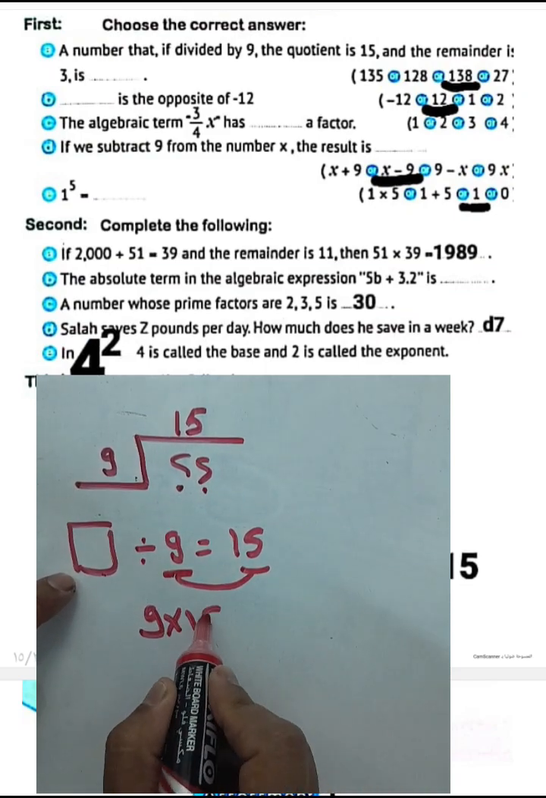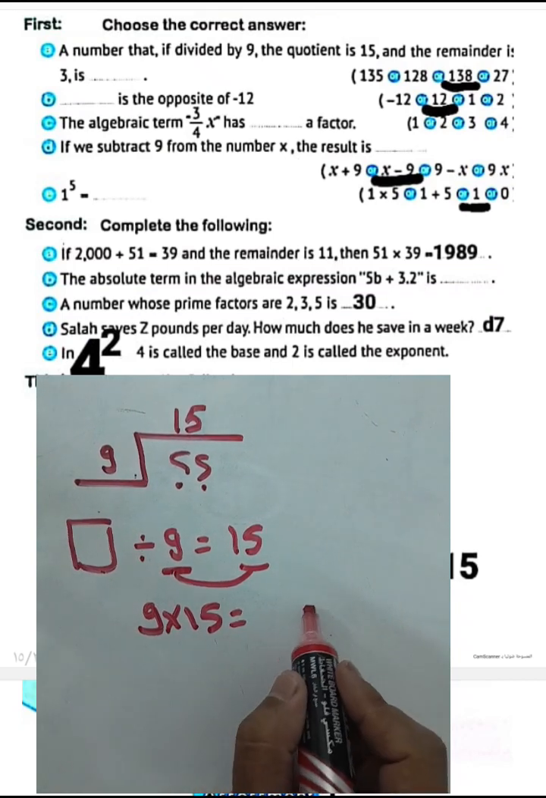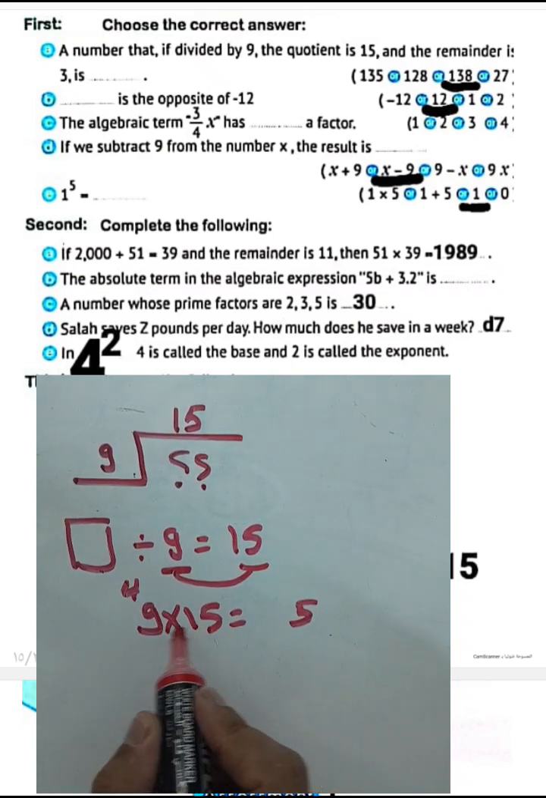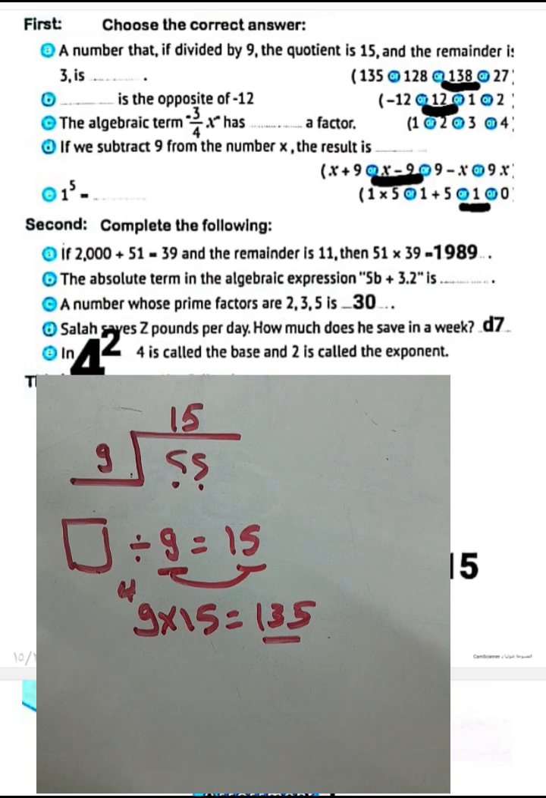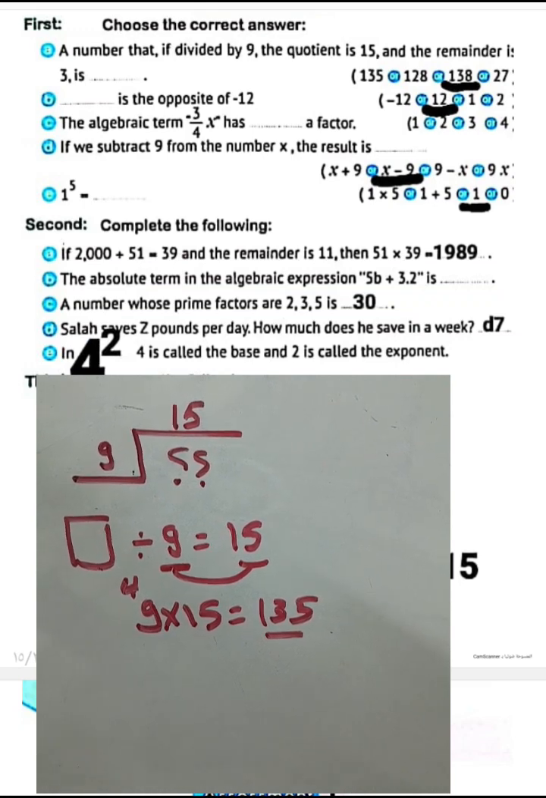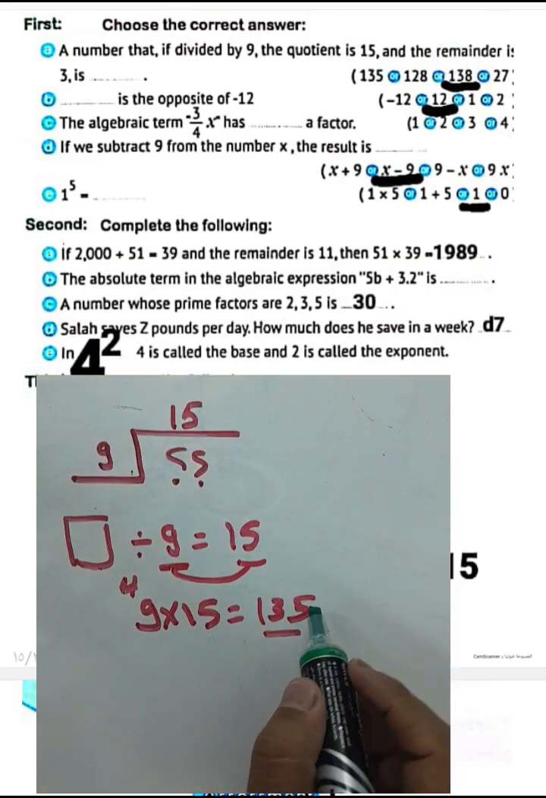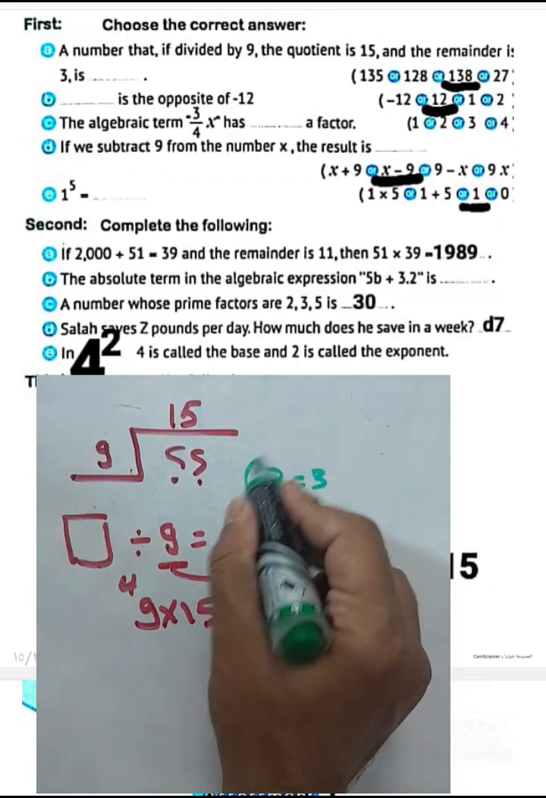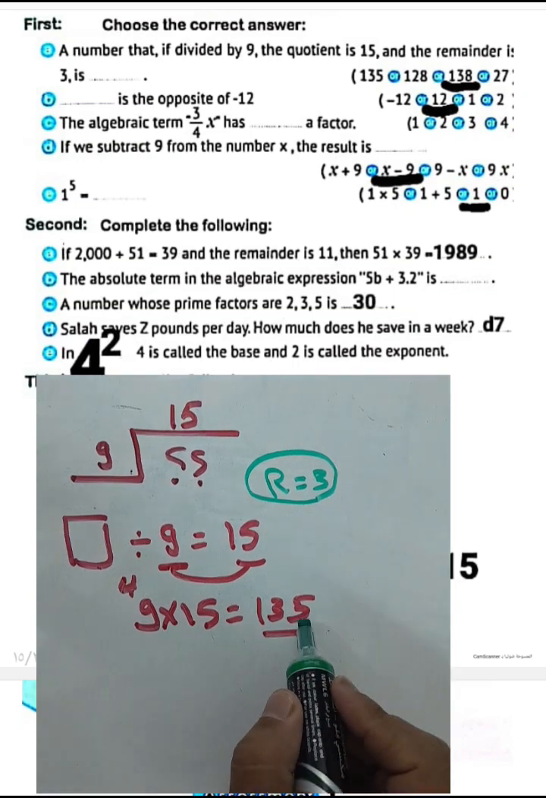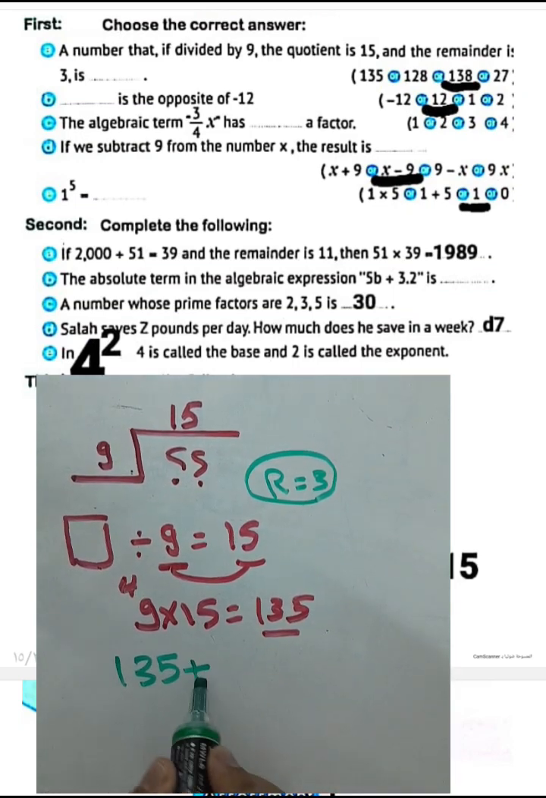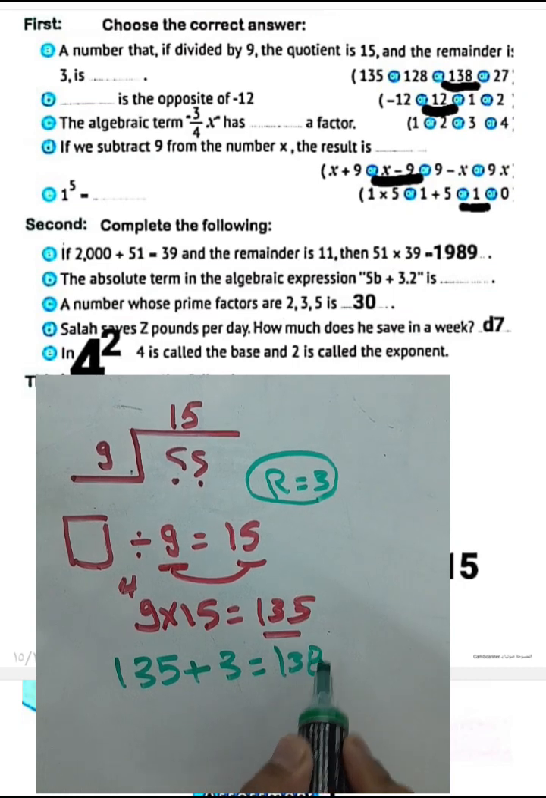9 by 15: 5 times 9 equals 45, write 5 and carry 4. 1 times 9 equals 9, 9 plus 4 equals 13. The result will be 135. Okay, but he gave us in this example a remainder. A number that if divided by 9, the quotient is 15 and the remainder is 3, we must add the remainder to the result. The remainder was 3. So 135 plus 3 will be 138.